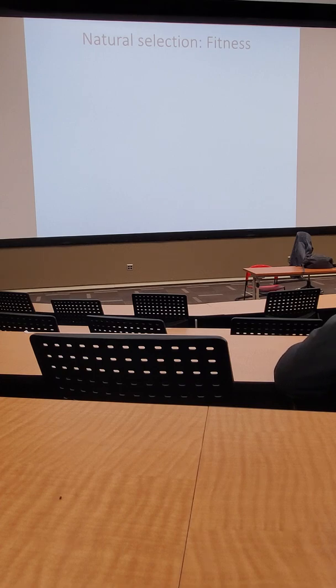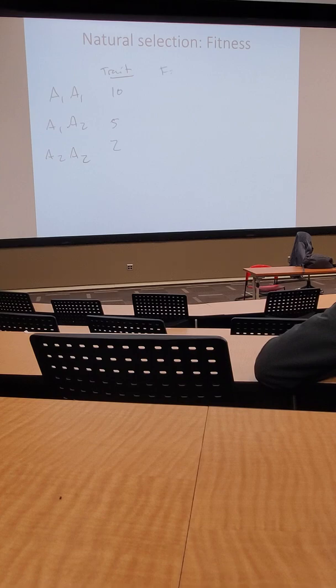And you saw this yesterday as well. If we have genotypes like this, with fitness values, or sorry, a trait value, we don't care about the absolute value, we care about the relative value. So we take the trait values and divide by the individual with the highest trait, if we assume that's the highest fitness. So this would be 10 divided by 10.